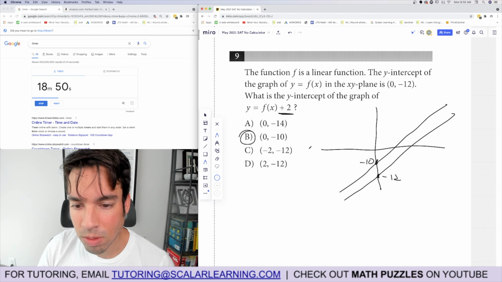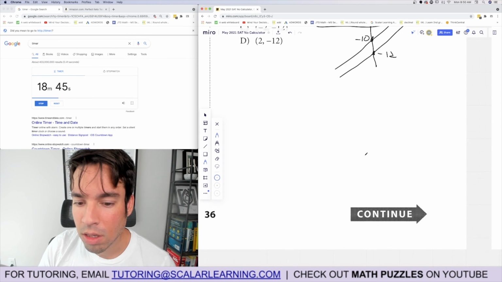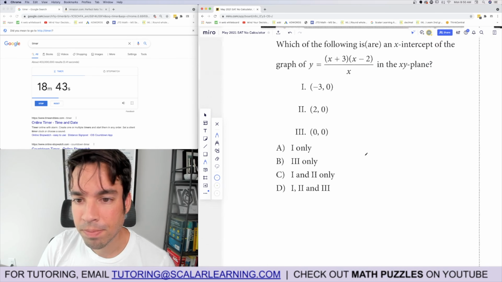Let me just make sure. Y-intercept of the graph: it was at -12, bumped up by 2. Yeah, okay, good, done. Numero 10.